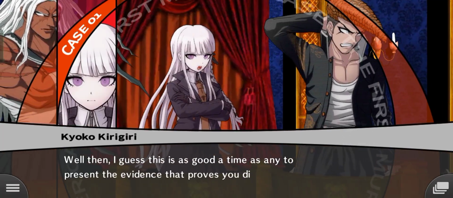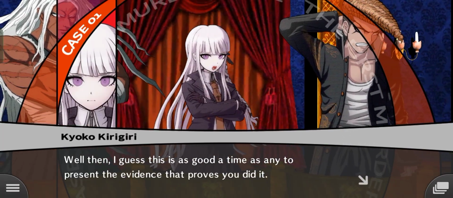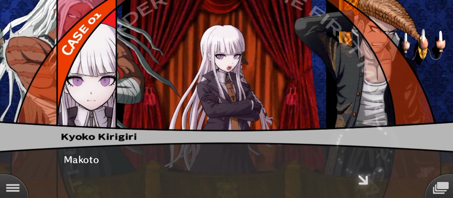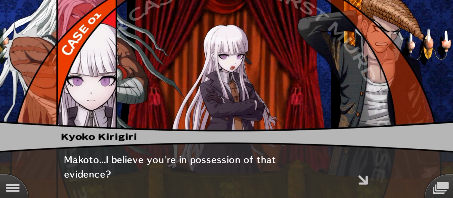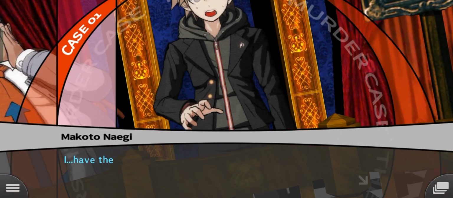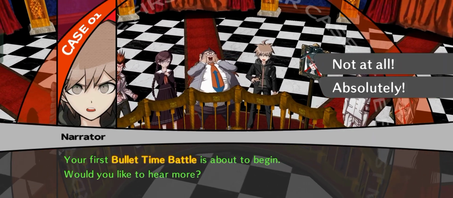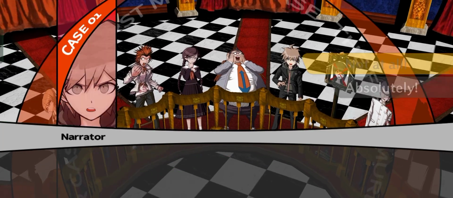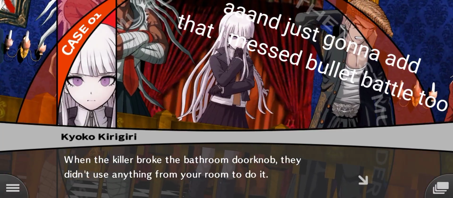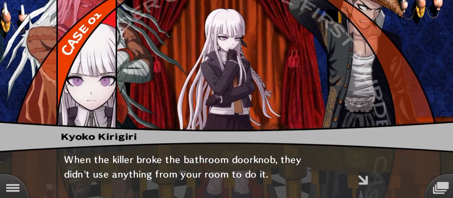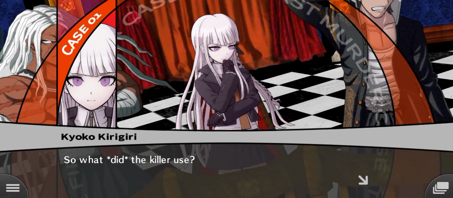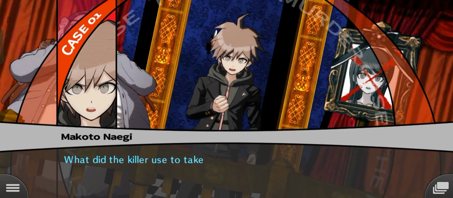Well then, I guess this is as good a time as any to present the evidence that proves you did it. Makoto, I believe you're in possession of that evidence. When the killer broke the bathroom doorknob, they didn't use anything from your room to do it. So what did the killer use?